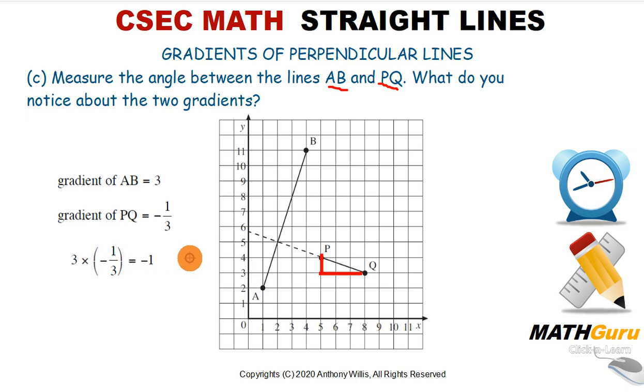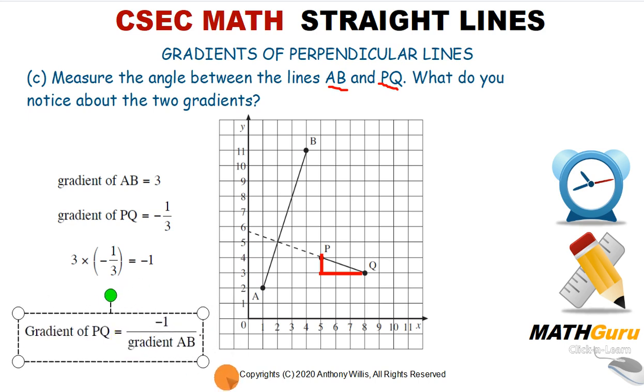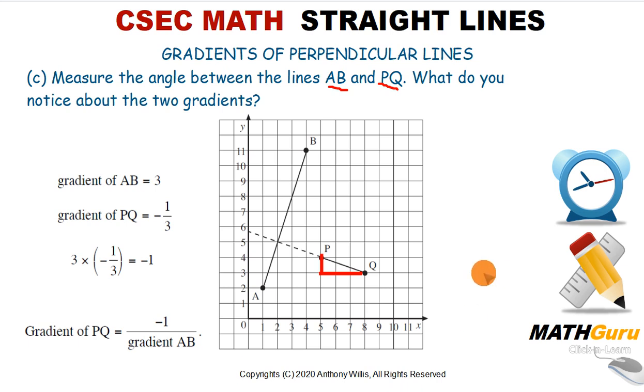Next thing to note is the gradient of PQ is negative 1 over the gradient of AB. Now if the gradient of a line is m and m is not equal to 0, then the gradient of a perpendicular line will be negative 1 over m. So you can replay this video any number of times to refresh your memory about the gradients of perpendicular lines.